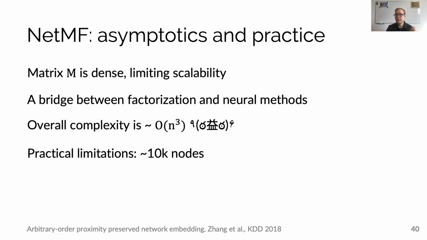The complexity is horrible. The complexity of factorizing a dense square matrix is cubic. So do not use it at home for graphs larger than 10,000 nodes. But it provided a great intuition of what we're really trying to do with neural methods. And there are ways to scale this sort of method a bit further. They're not as efficient as the methods that we will cover next.